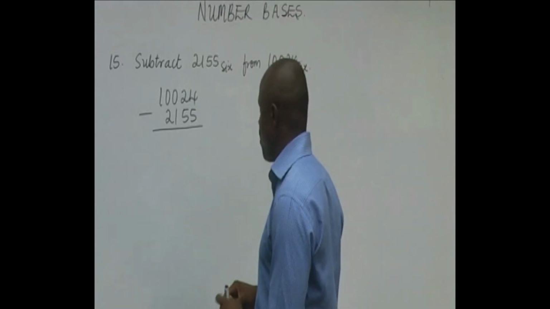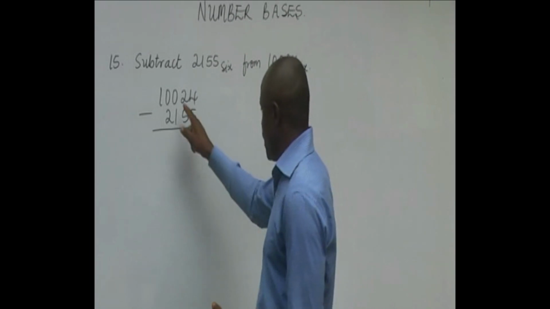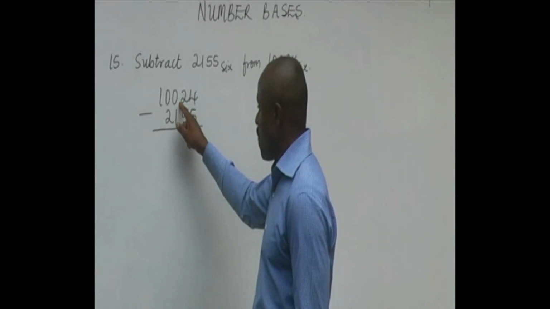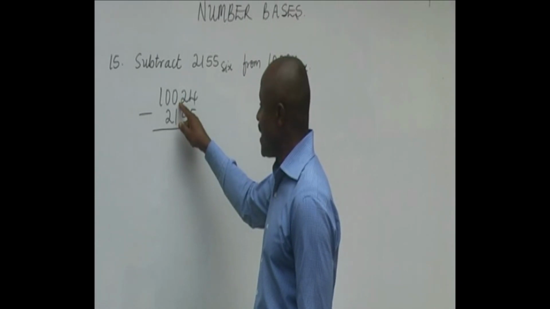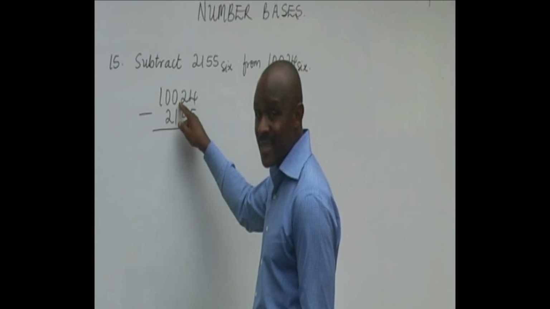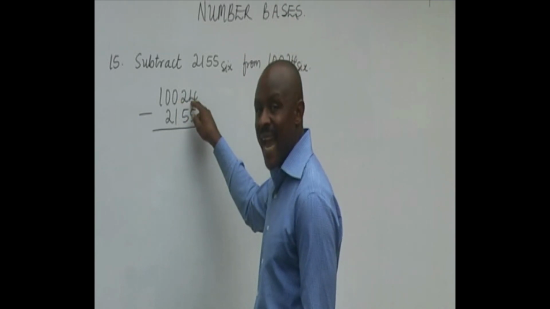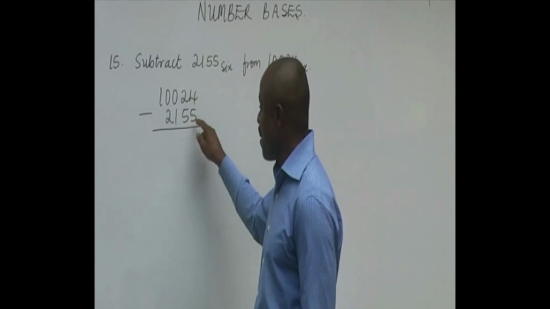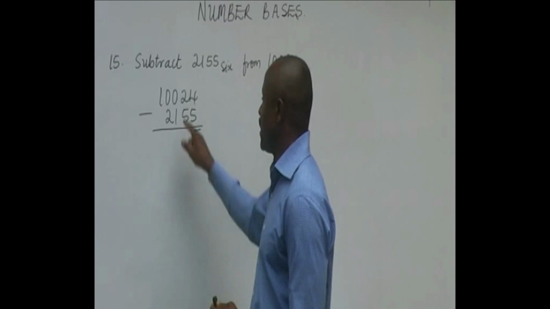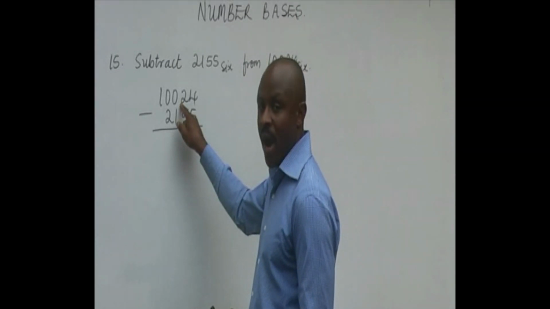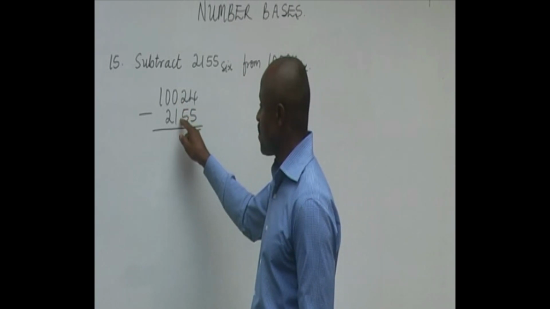4 minus 5, there is no 5 inside 4, so you cannot subtract 5 from 4. Take 1 from 2. That one you take, if you add it, that one you take is 6, not 10. If you add it to 4, it will be 10. 10 minus 5 will give you 5. This place is remaining 1. 1 minus 5 is not possible.